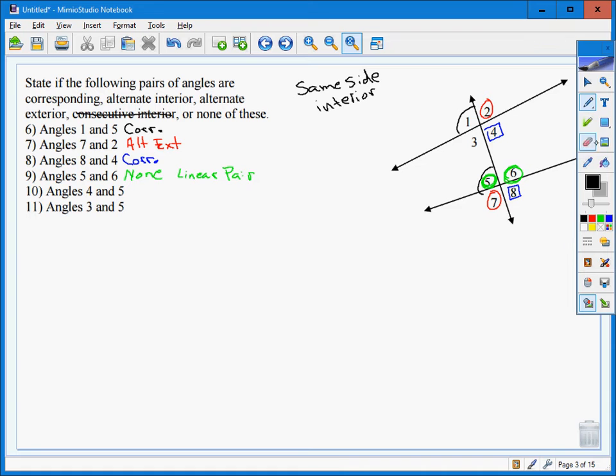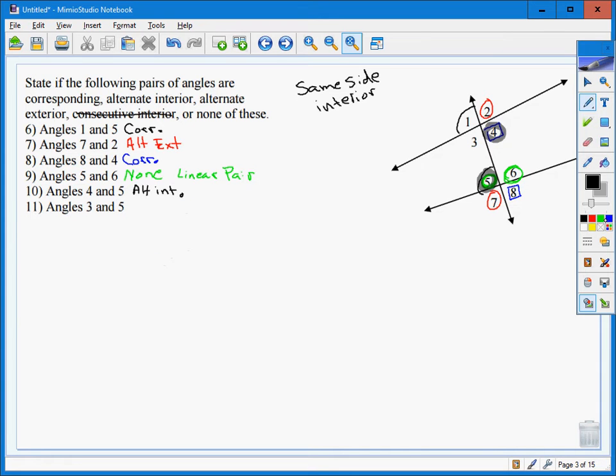4 and 5. Here's angle 4, and here's angle 5. They are both on the inside and opposite sides of the transversal, so these are alternate interior.